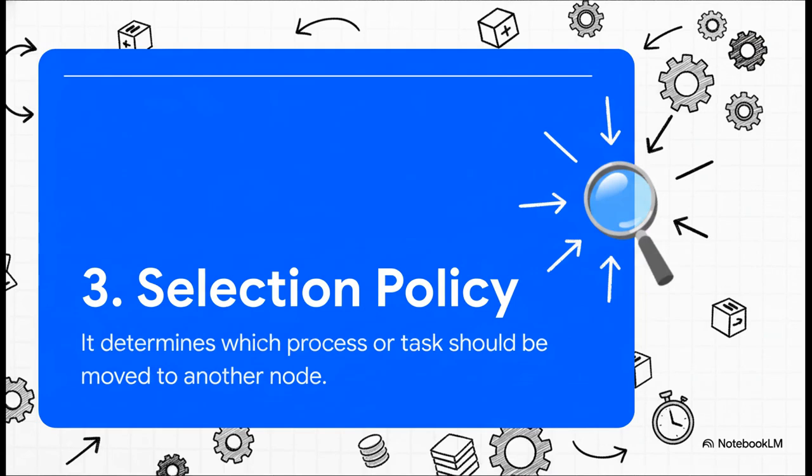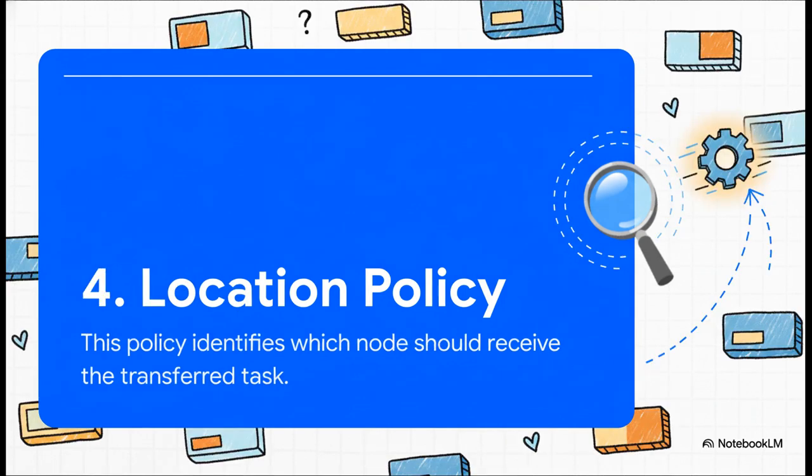But what do we transfer? That's where the selection policy comes in. It has the job of choosing which specific task or process is the best one to move. Maybe it's a brand new task or one that's easy to relocate. And last but not least, we have the location policy. This one is the matchmaker. Once a task has been selected for transfer, this policy scans the network to find the best new home for it. It identifies which underloaded node is ready and waiting to take on the new work.